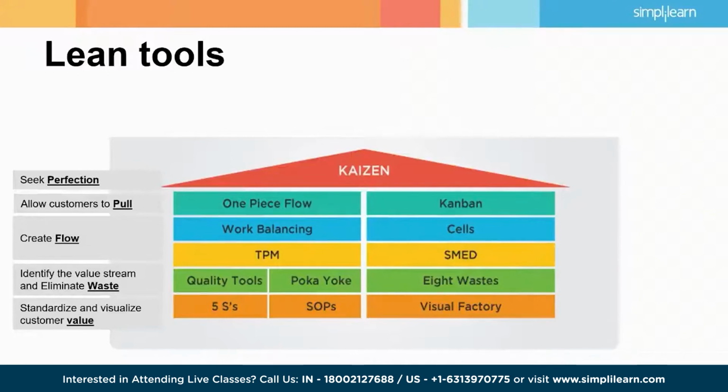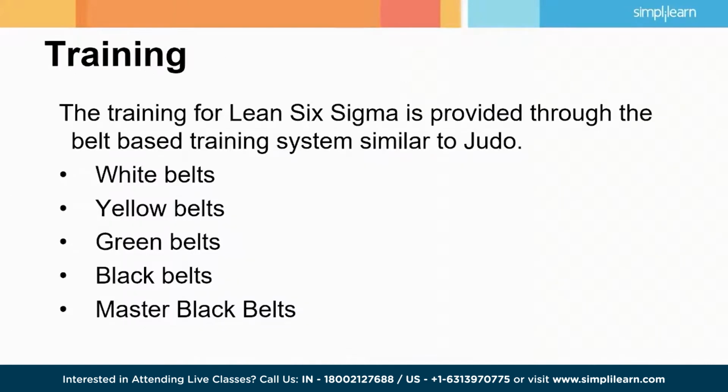Okay, this is the well-known house of the Toyota production system, whose roof is Kaizen, the Japanese word that stands for continuous improvement. So what we're going to see today is where we are going to use all these tools, like one-piece flow, TPM, 5S, or the Visual Factory, considering the DMAIC methodology.